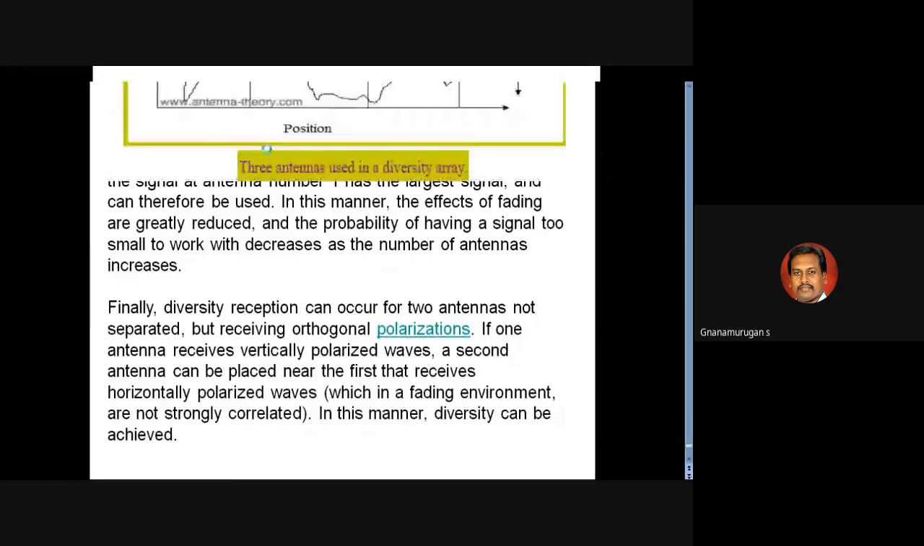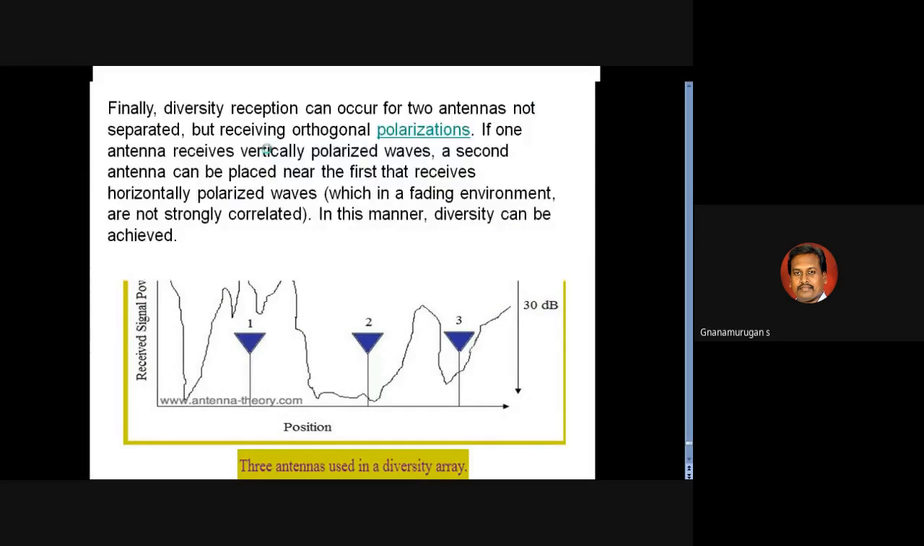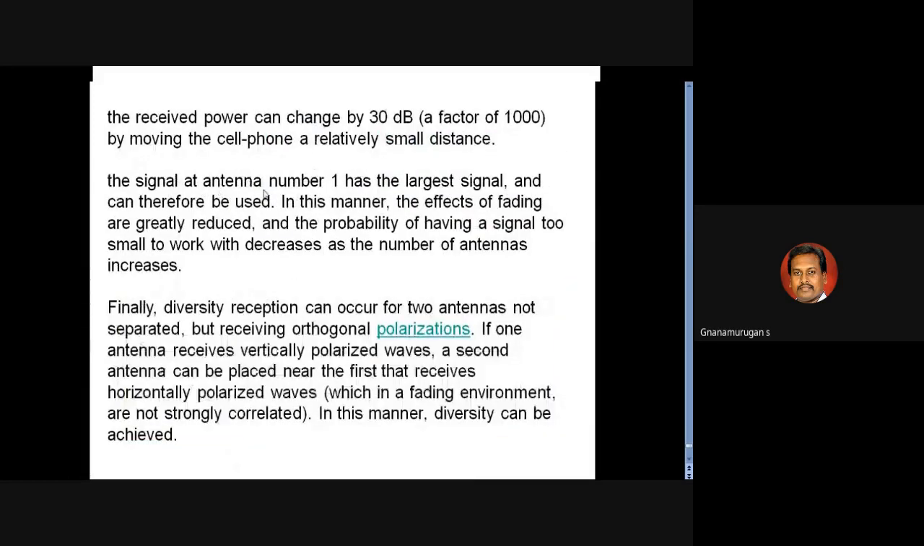What does this operation mean? Antenna 1, antenna 2, antenna 3, that is vertical, horizontal, vertical, horizontal. So this concept is available for mobile communication. That is a central concept. The signal at antenna 1 has the largest signal, that is the maximum signal, and can therefore be used in this manner. The effects of fading are reduced, and the probability of having a signal too small to work with decreases as the number of antennas increases.